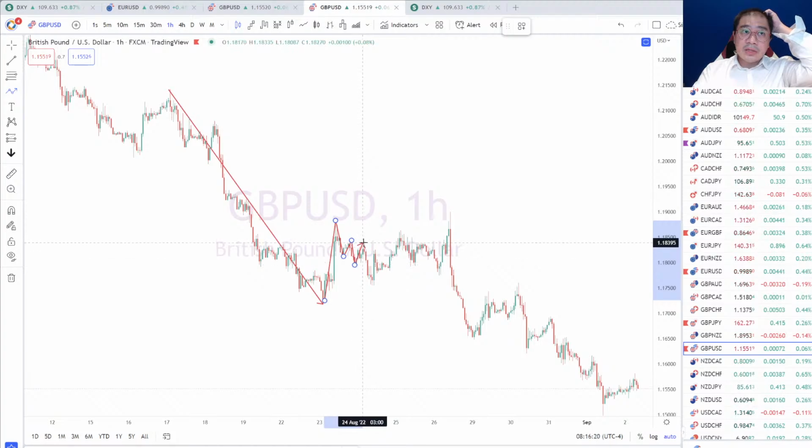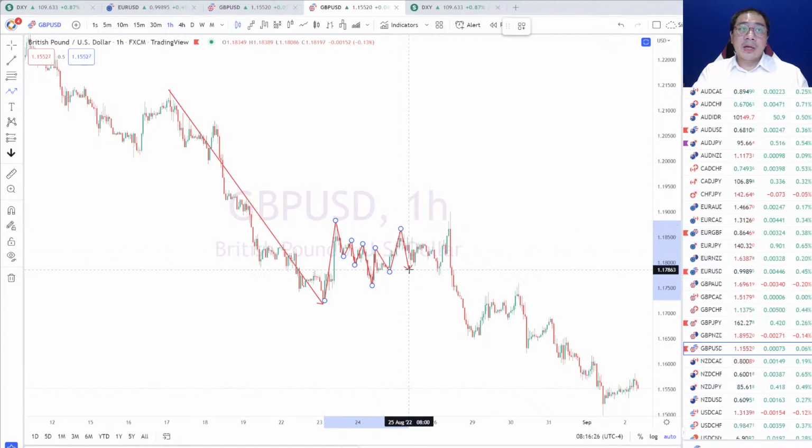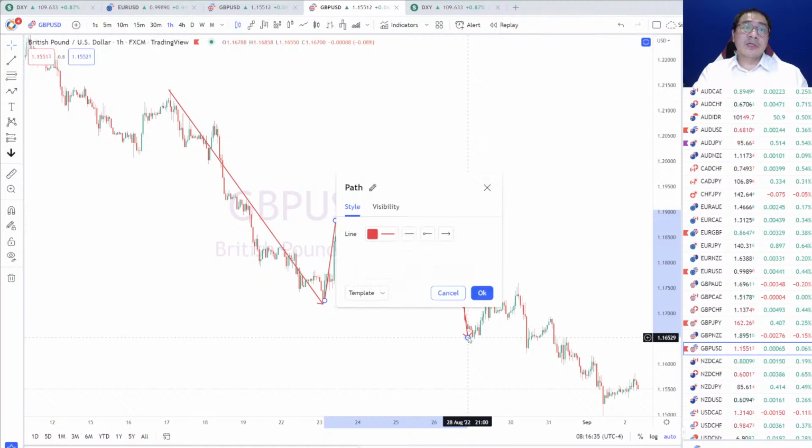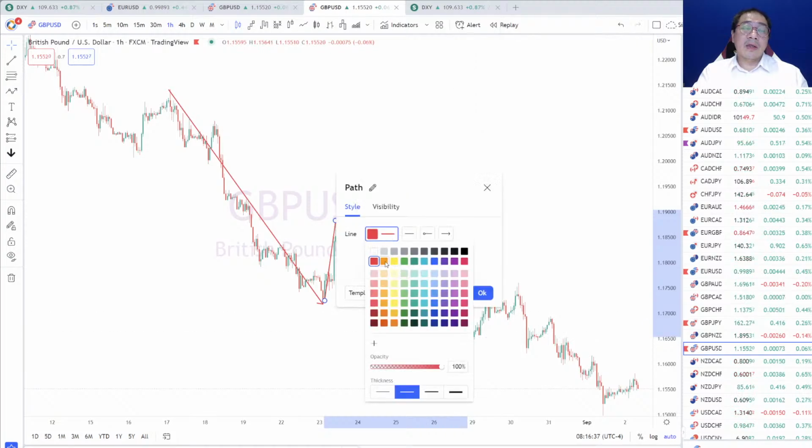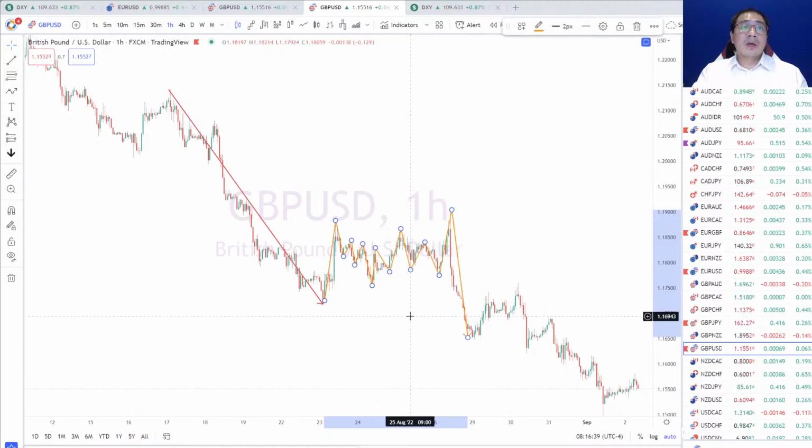It actually starts going down, creating a downtrend, and it creates an uptrend, and then it creates another downtrend, and then it breaks out, and then it breaks down. Okay, so I'm gonna change the color here. We are gonna highlight that as orange, right?